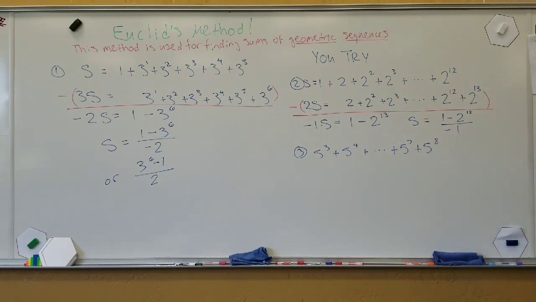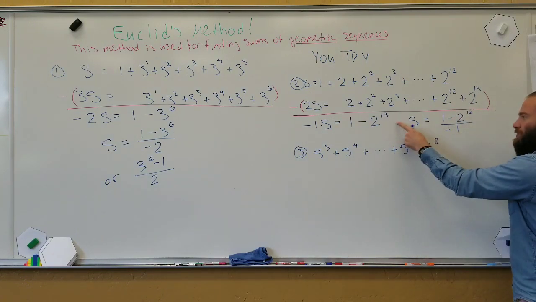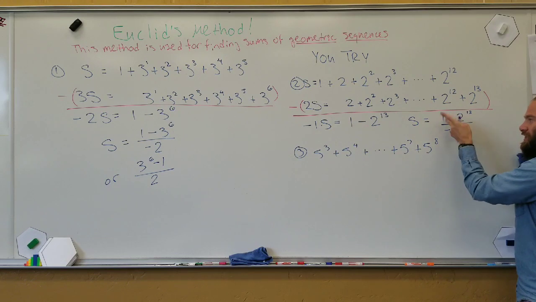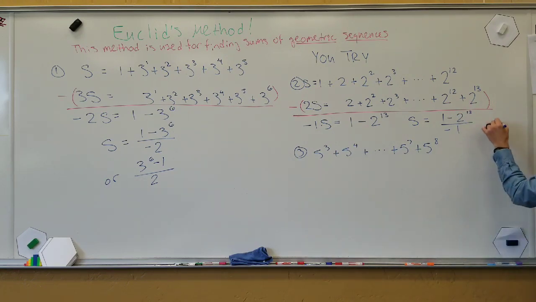Now, real quick, I know that it may seem like we don't need to do the negative 1, or we could just multiply both sides by negative 1, right? And then that'll just flip this around. Technically speaking, it is true. Like really, if I actually simplify this more, it just flips around the 2 to the 13th and the 1 up here, and actually that's my final answer.